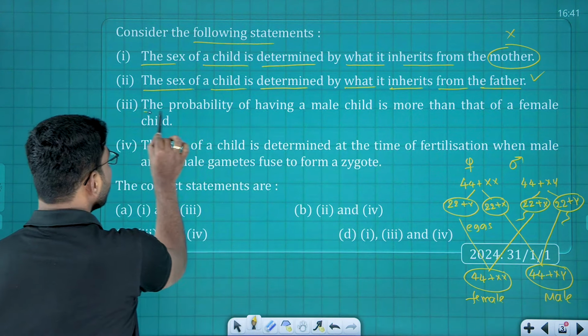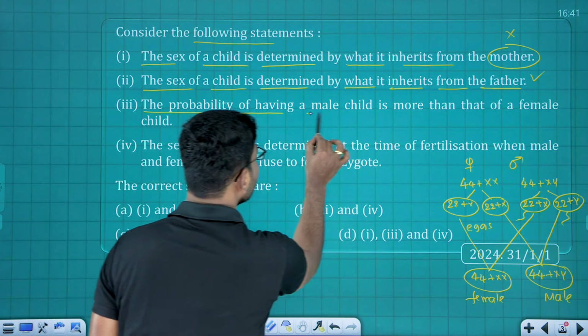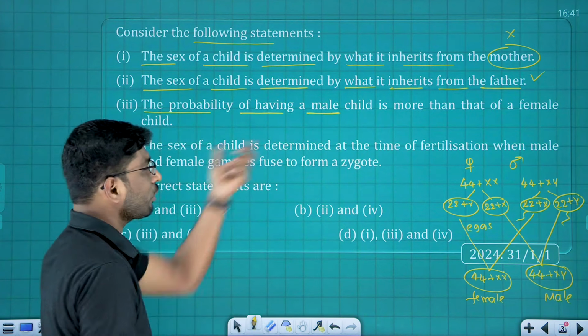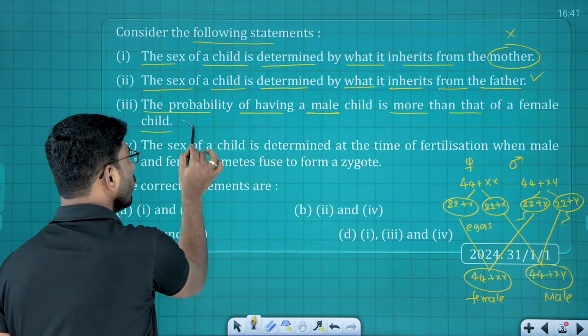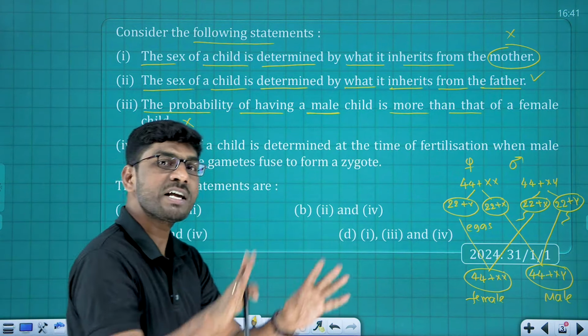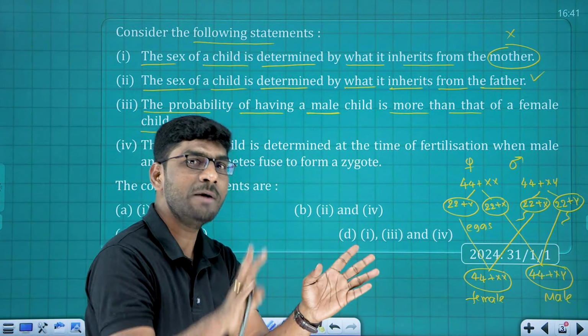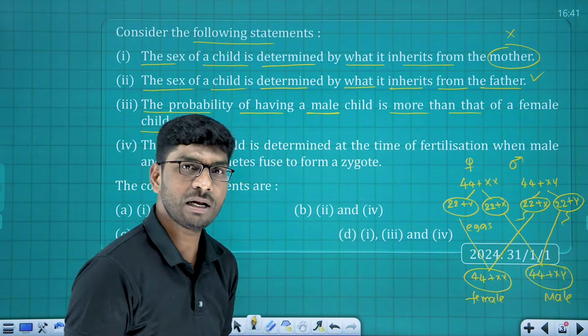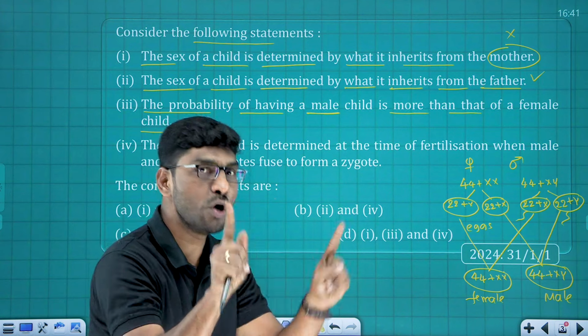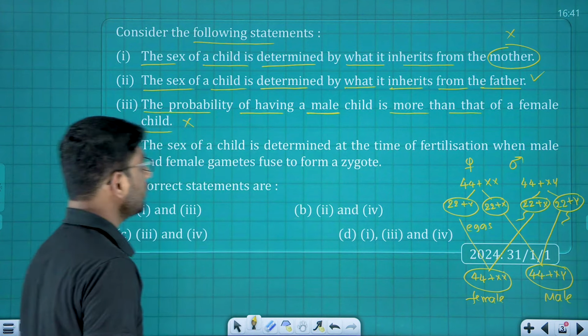Statement 3. The probability of having a male child is more than that of a female child. No, it's wrong. It is 50-50%. 50% female, 50% male. It is not that female children will be fewer than male children, or that male children are more than female children. No, 50-50. So this statement is incorrect.